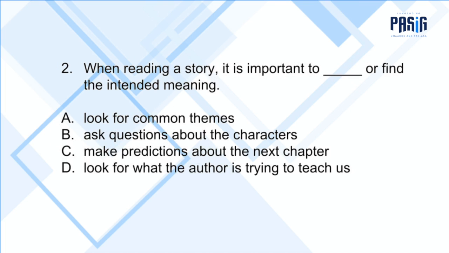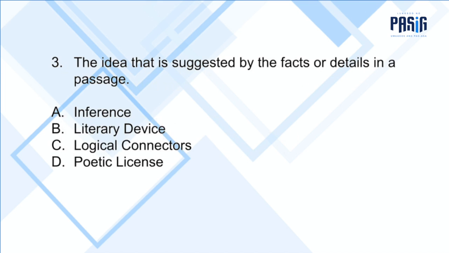Number 2. When reading a story, it is important to refine the intended meaning. Is the answer letter A, look for common themes? Letter B, ask questions about the characters? Letter C, make predictions about the next chapter? Or, letter D, look for what the author is trying to teach us? Number 3. The idea that is suggested by the facts or details in a passage. Is it letter A, inference? Letter B, literary device? Letter C, logical connectors? Or letter D, poetic license?